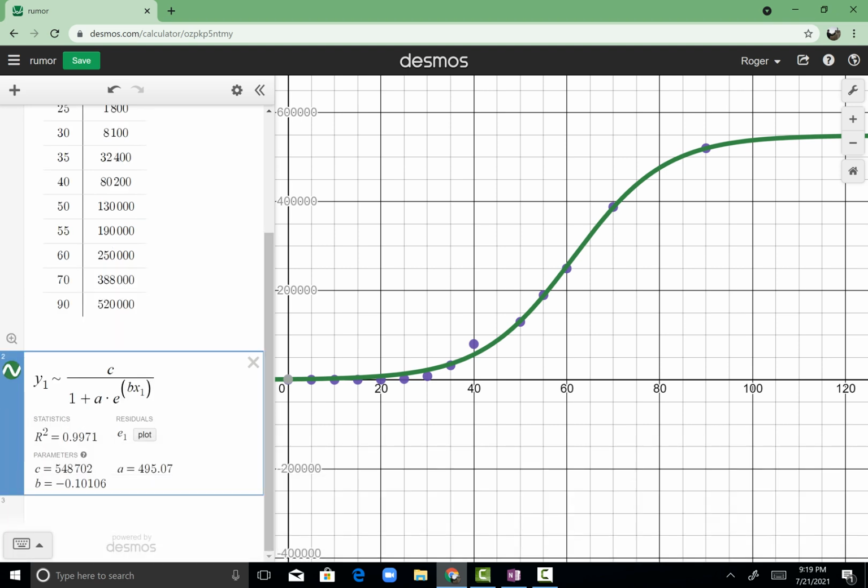It tells me everything. It tells me what the carrying capacity is right down here. It's about 55,000. It tells me what A is, 495, and what B is, negative 0.101. Got a nice fit. So that's kind of what you'll do. You'll get a better fit for your equation. Still might not be perfect, but it's going to be better than probably guessing and checking in this case. So that's how you do that on Desmos. Good luck.